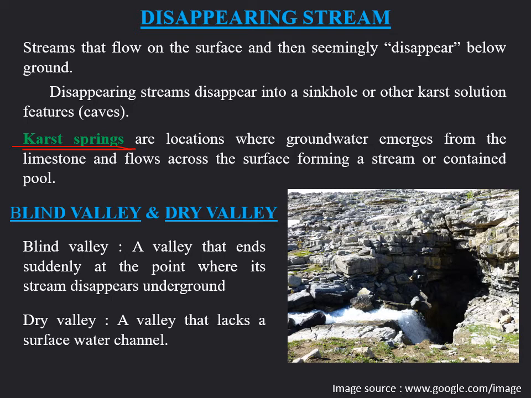Now, a valley that ends suddenly at the point where its stream disappears, that is in these sinkholes, and all the stream water goes underground, is known as a blind valley.